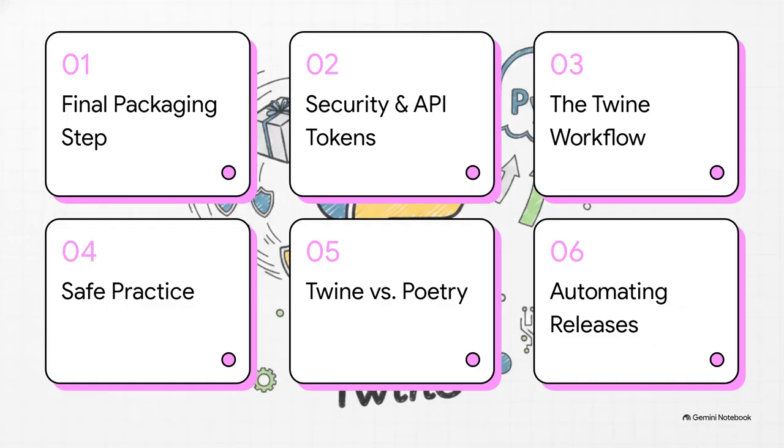Here is the game plan for today. We'll cover the final packaging step, security and API tokens, the Twine workflow, safe practice with TestPyPI, Twine versus Poetry, and finally, automating releases. Let's get right into it.